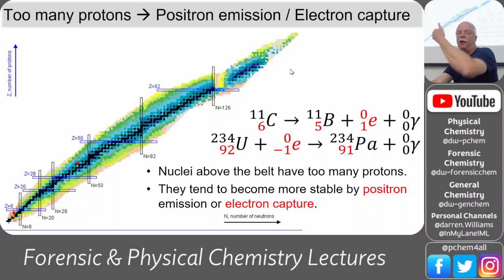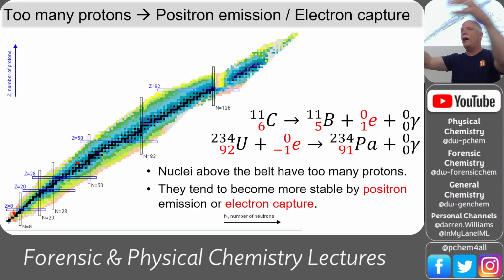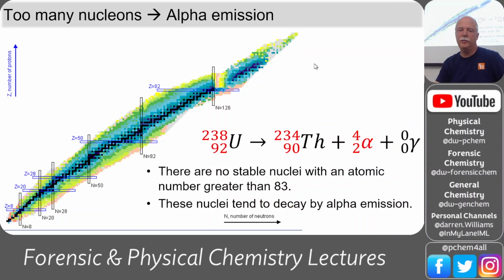If elements are above this line, that means they have too many protons, and they tend to become more stable by positron emission, like the carbon 11 spits out a positron and becomes a boron. So it's moving down towards the belt of stability. Or if they're too heavy and they're above, then they grab an electron, and again they're trying to get rid of the excess protons, so they could spit out a positron, or they could grab an electron and move towards the belt of stability.